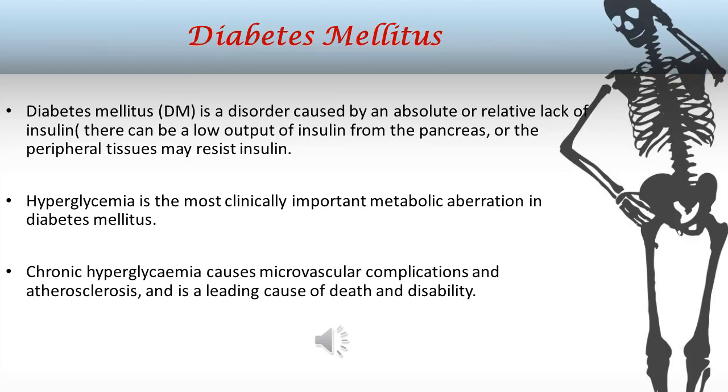Diabetes mellitus is a disorder caused by absolute or relative lack of insulin. There can be low output of insulin from the pancreas, or peripheral tissue may resist insulin. Hyperglycemia is the most clinically important metabolic aberration in diabetes mellitus. Chronic hyperglycemia causes microvascular complications and atherosclerosis, and is a leading cause of death and disability.